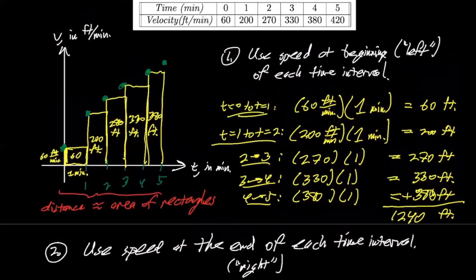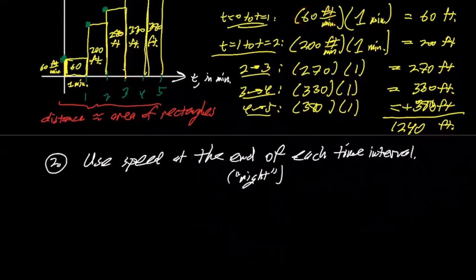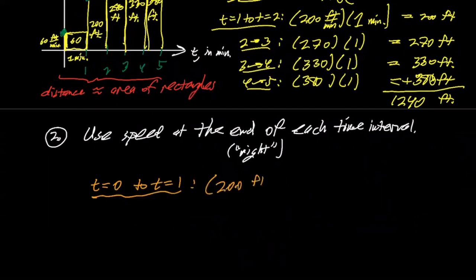Our first number we would be using is 200 instead of 60 in this first minute, right? So we would get from t equals 0 to t equals 1, we'd have 200 feet per minute times 1 minute, which would be a total of 200 feet.